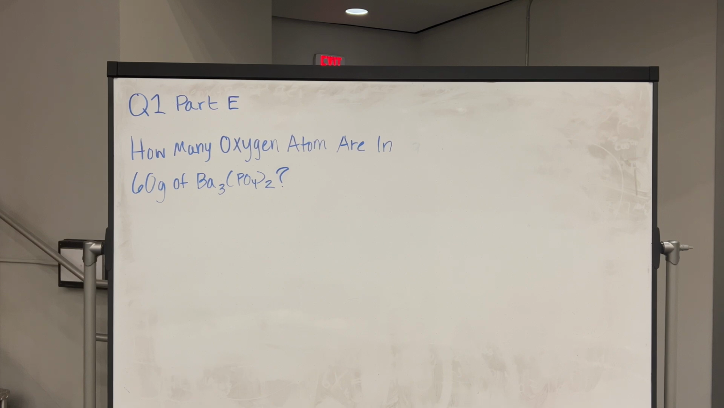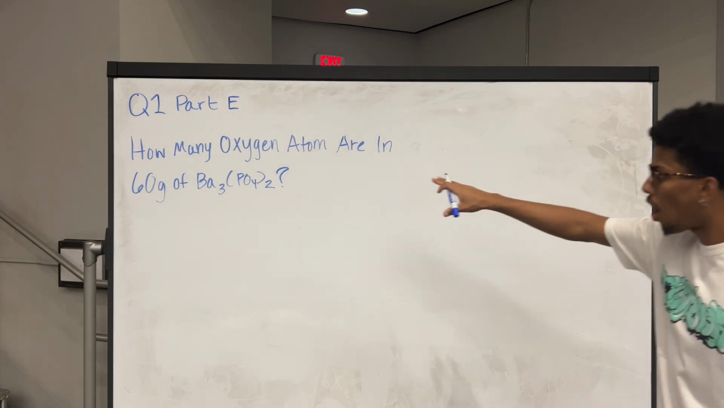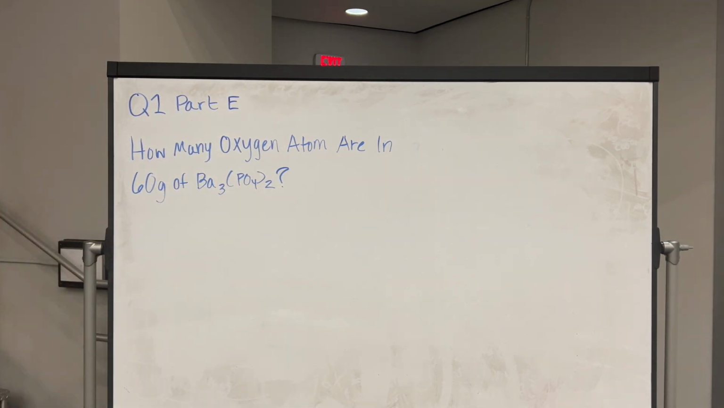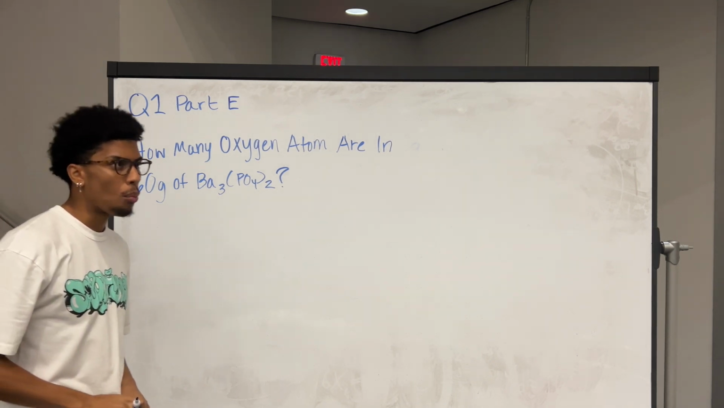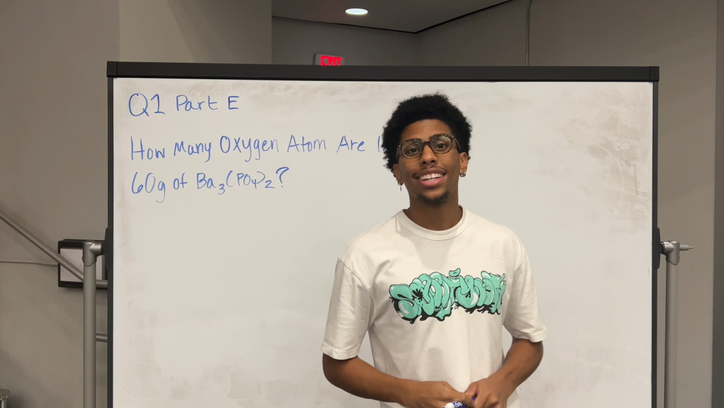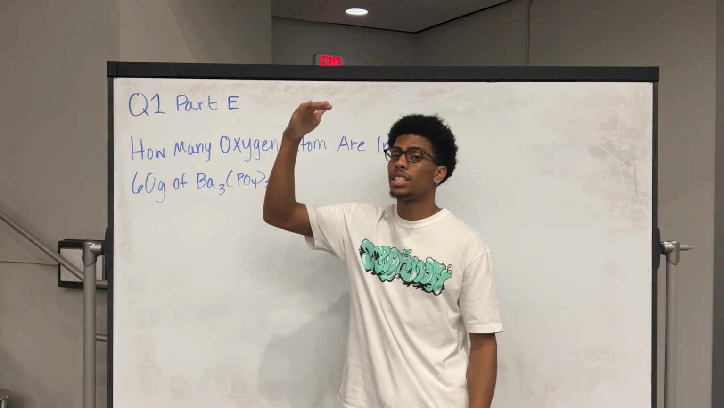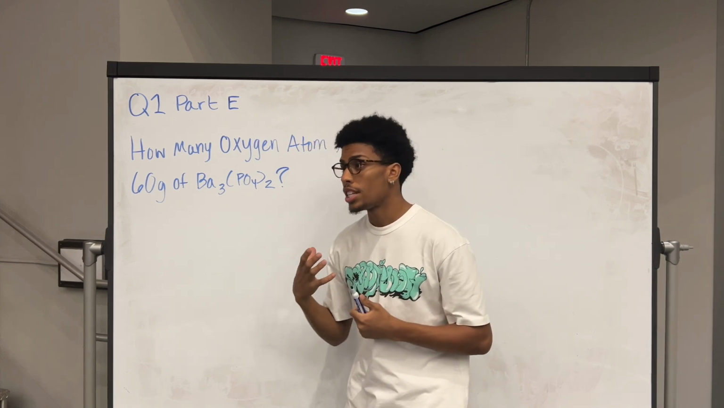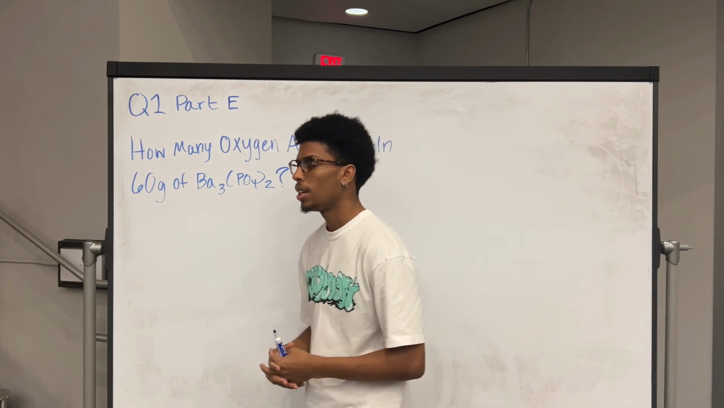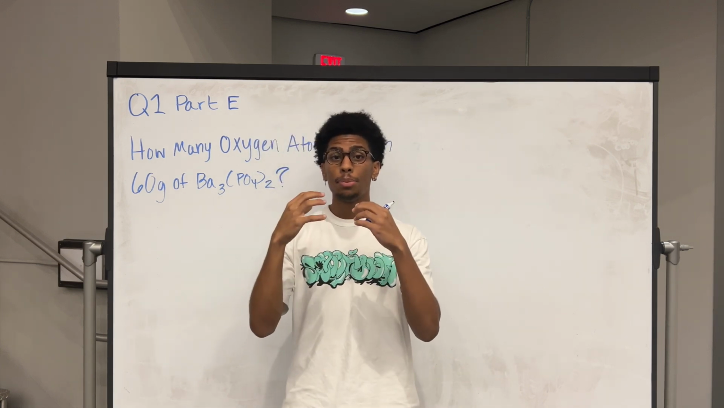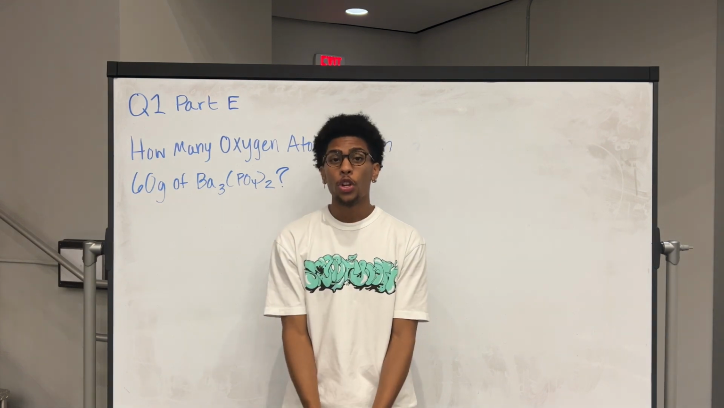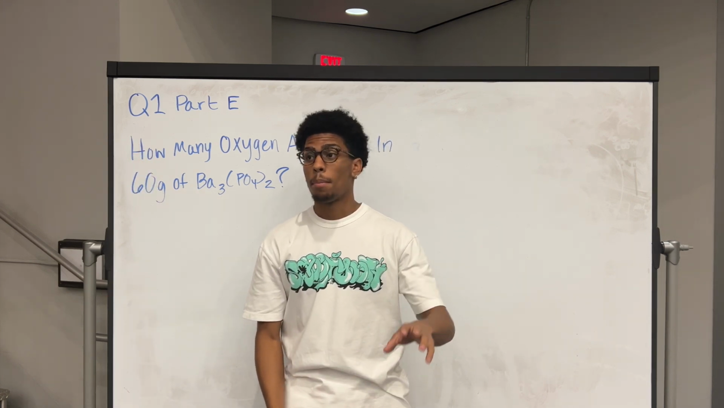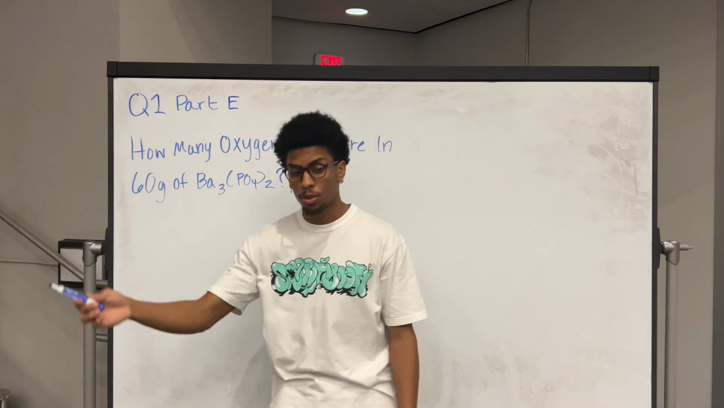Okay, so for question 1, part E, it's asking us how many oxygen atoms are in 60 grams of barium phosphate. Now, many of you were able to do this problem with relative ease because, again, you're using numbers that you previously solved for in the questions that were above this. However, I'm going to work this out as if this was an entirely new question on the exam because, again, questions are not going to be attached to one another, meaning you're going to have to set up a very large dimensional analysis when you need to go from mass all the way to particles.